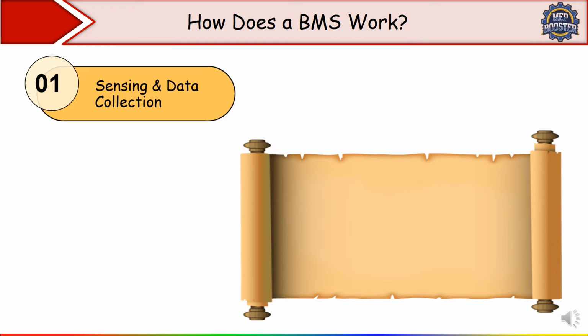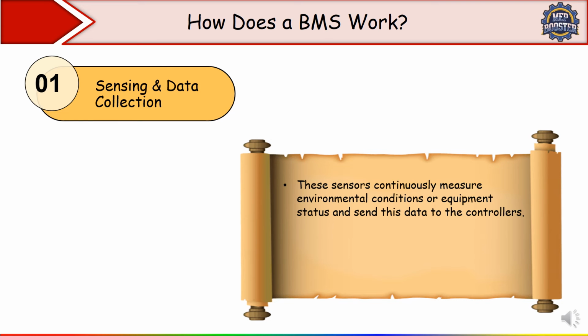The first point is sensing and data collection. The process starts with sensors collecting real-time data from different systems. The devices involved are temperature sensors, CO2 sensors, occupancy sensors, water level sensors, etc. These sensors continuously measure environmental conditions or equipment status and send this data to the controller.